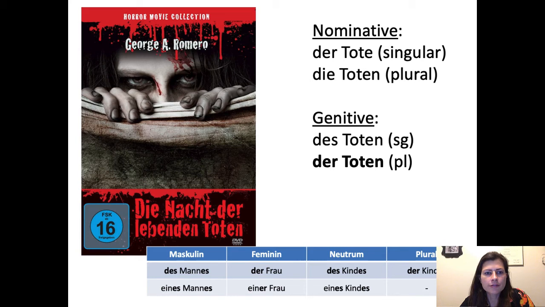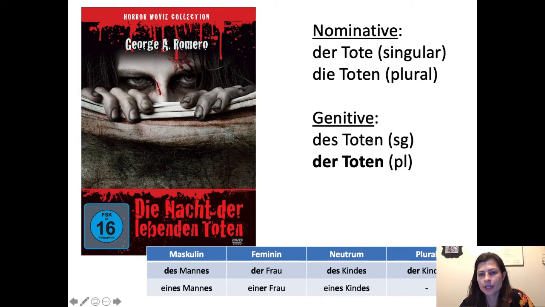And then we have, for example, Die Nacht der lebenden Toten. So der Tote is the dead person. Die Toten is the dead people. But then we're going to take it into the genitive. So der Tote is masculine, the dead person. And then des Toten is going to be the genitive version with des.